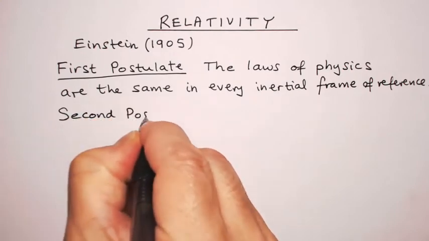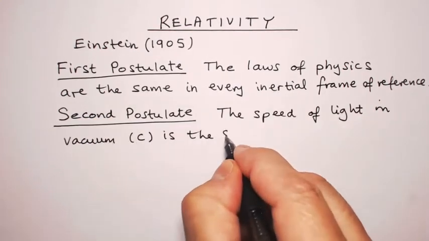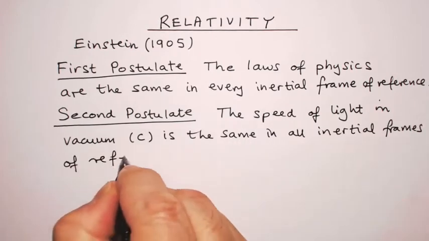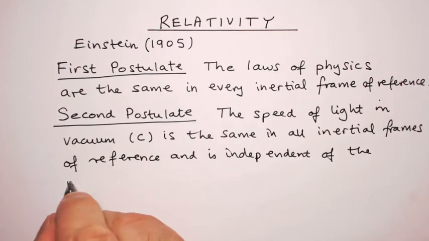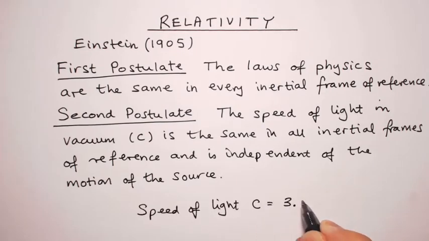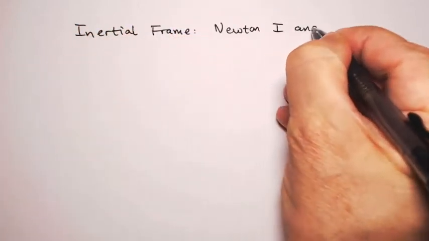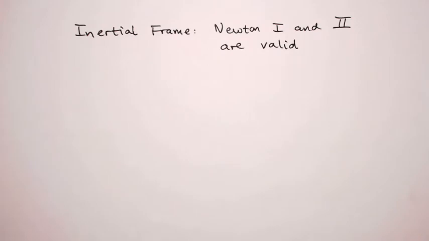The second postulate is that the speed of light in vacuum is the same in all inertial frames of reference and is independent of the motion of the source. Recall that the speed of light c is equal to 3 times 10 to the 8 meters per second. These two postulates have some surprising results, even for the simple case of motion at constant velocity. An inertial frame is one in which Newton's first and second laws are valid.